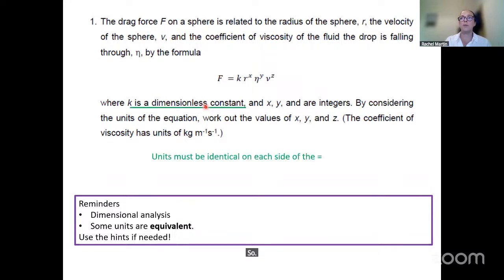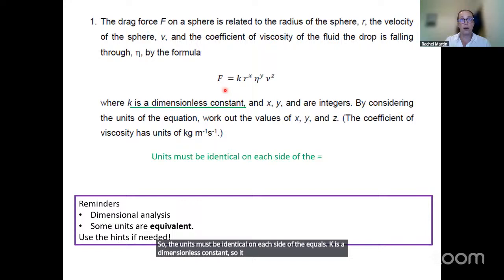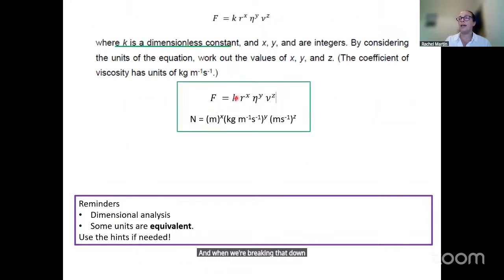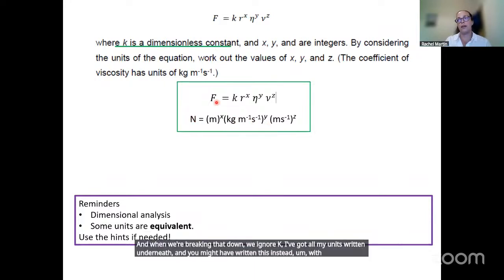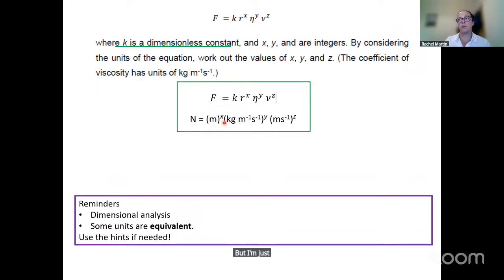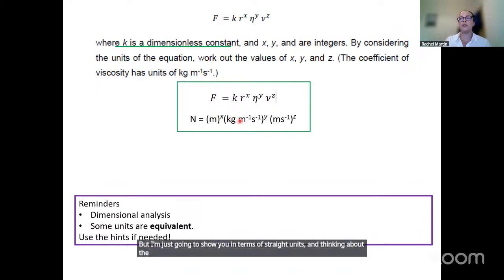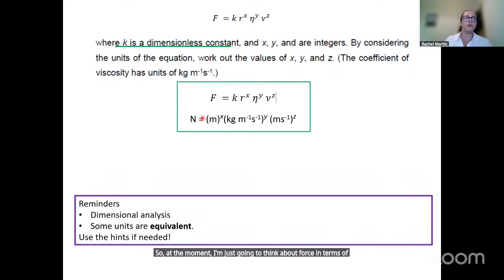And I almost gave you too much of a hint earlier on that. So the units must be identical on each side of the equals. K is a dimensionless constant. So it becomes irrelevant. There's the decoy information. It's irrelevant in this question. And when we're breaking that down, we ignore K. I've got all my units written underneath. And you might have written this instead with certain symbols for each of these terms. But I'm just going to show you in terms of straight units and thinking about the powers on each of these terms in the equation you're given, and how that correlates with the powers on each of these units. So at the moment, I'm just going to think about force in terms of newtons.